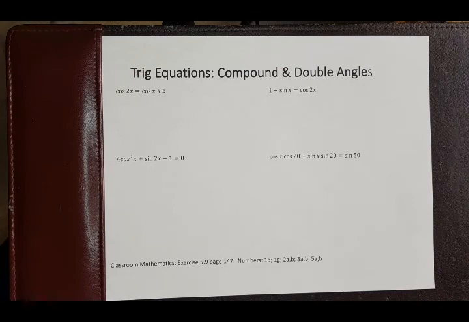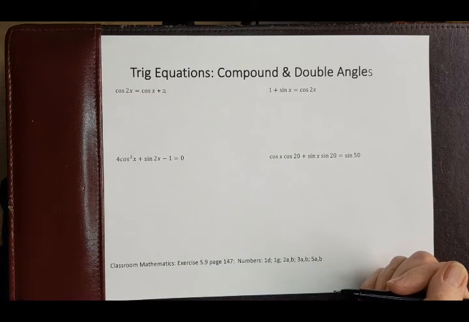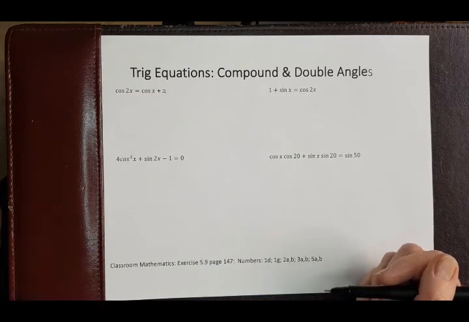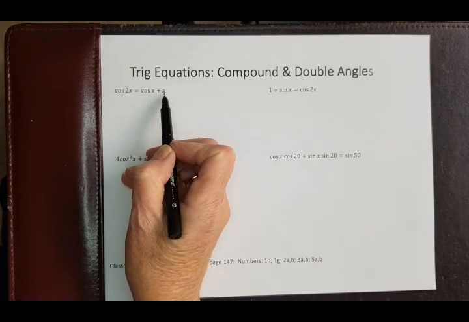Today we're going to do some more trig equations, and this time we're going to put it together with the section we've just completed on compound and double angles. The first equation we're going to do is cos of 2x is equal to cos x plus 2.